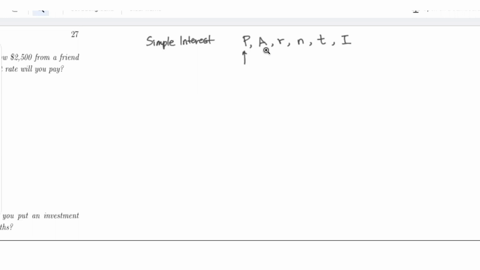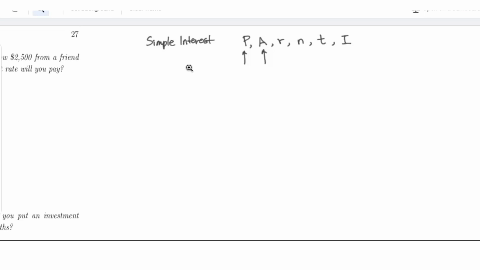A is the accumulated balance. The letter begins with A: accumulated balance, account balance, future value. P is the amount we deposit, the beginning. A is after. If you deposit into a savings account, you have a higher amount after. If you borrow P, suppose you borrowed $10,000, then 5 years later you have a certain amount with the interest. That's the future value. So A is the future amount.